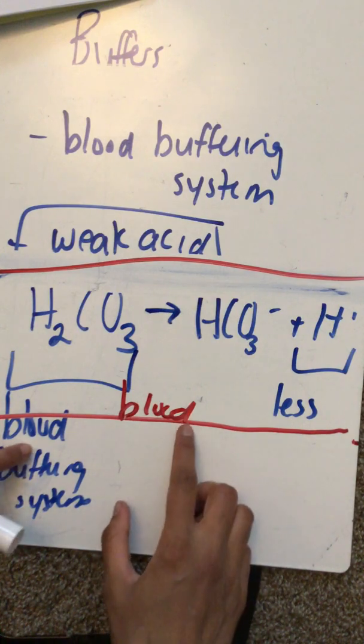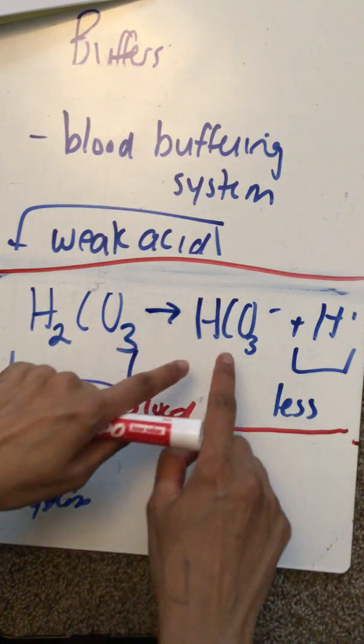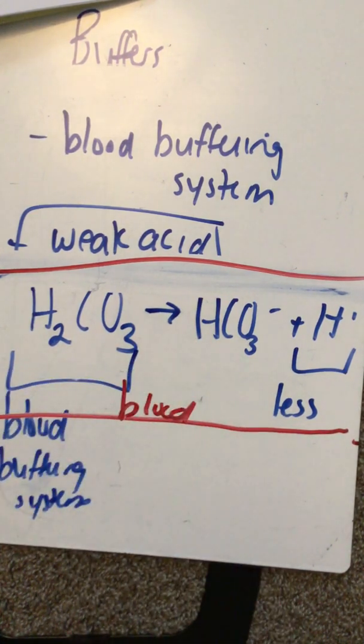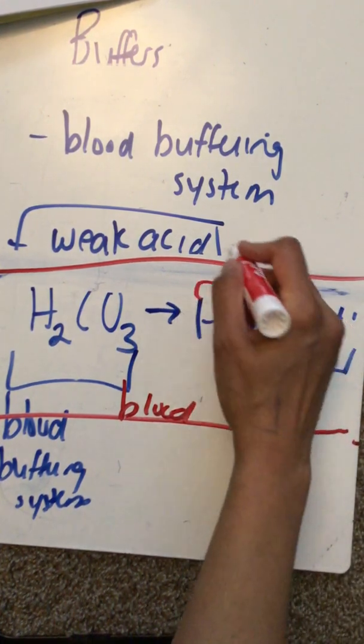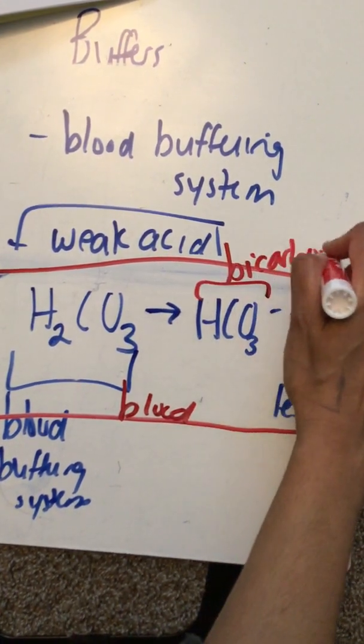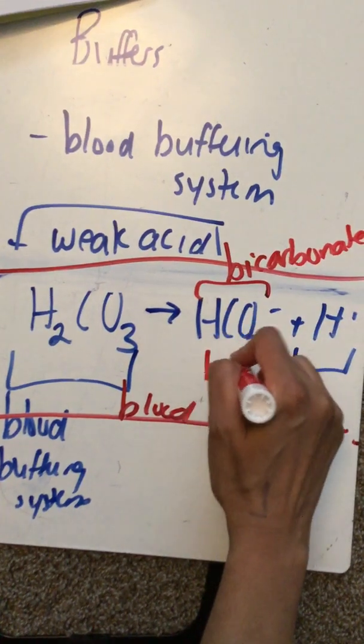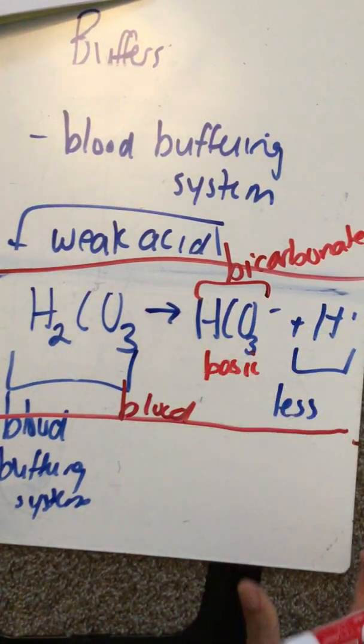Anyway, so here's your blood. Inside your blood is this. It's producing this, okay? This is bicarbonate, okay? And this is actually pretty basic. Okay, so this is what's making your blood kind of more basic.